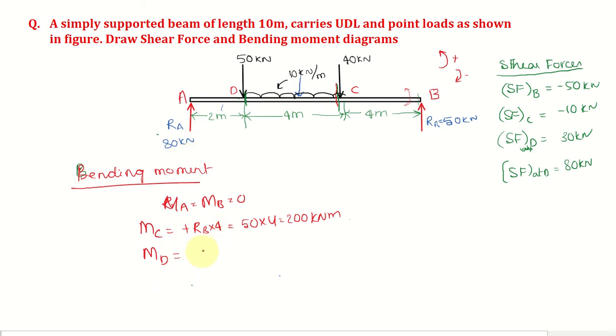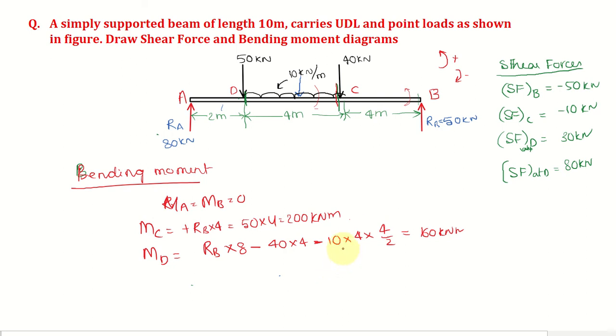That is how much? RB into 8 minus, because this 40 kilonewton multiplied by the distance up to D causes a clockwise rotation, 40 into 4. And here we have this UDL, so minus UDL multiplied by the distance over which it is spread, the distance up to D, that is 4 by 2. This is minus, so we will get 160 kilonewton meter. That is okay. So we need to find out the maximum bending moment.